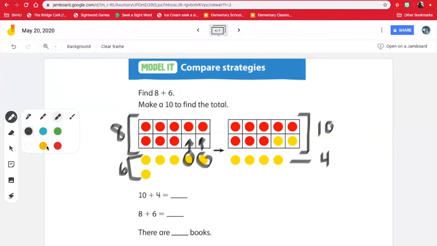So we know from counting that we have 10, 11, 12, 13, 14. And we added the 10 and the 4 to get 14. So that means our answer is 10 plus 4 equals 14. Which means that, because we have 8 red and 6 yellow, 8 plus 6 also equals 14. So there are 14 books in all, or total. Let's move on to the next problem.